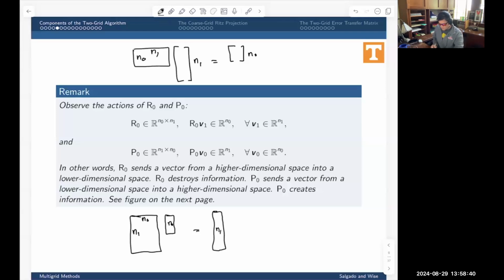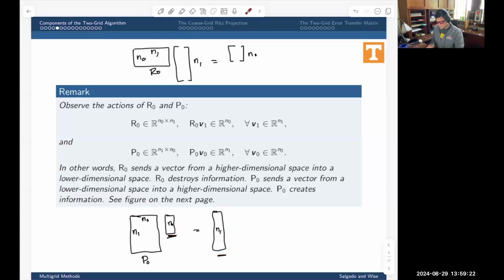So what am I doing in going from this to this? I'm creating information. One way you can think about it is you're using some sort of interpolation method to fill in the blanks. So this is the R matrix and this is the P matrix. R destroys information by taking big vectors and putting them into small vectors. But the P matrix does the opposite. It takes a small vector and increases it, so it's creating information somehow. It moves something from a low dimensional space into a high dimensional space.